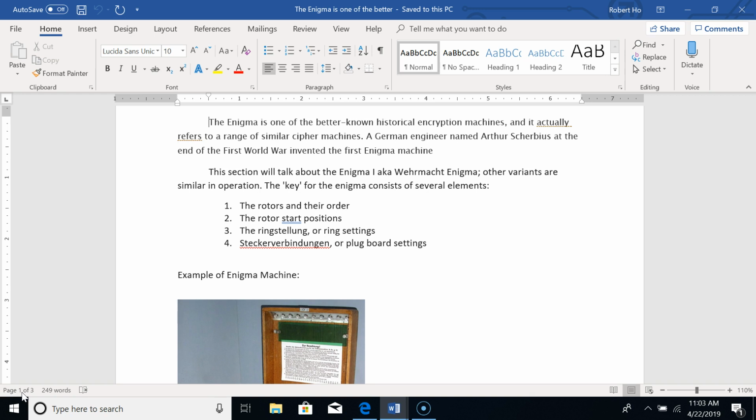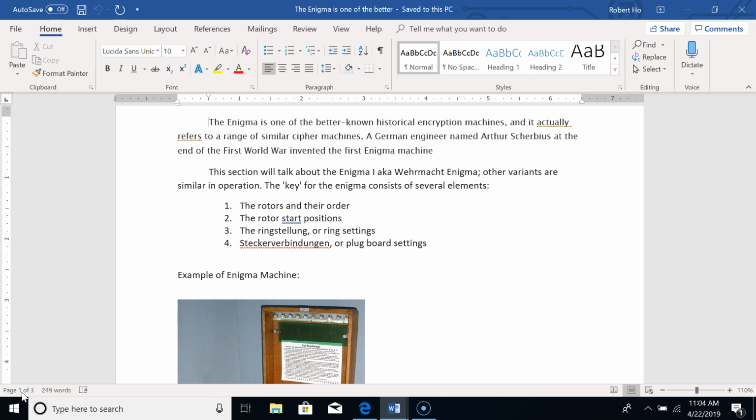This machine was invented by the engineer named Arthur Scherbius at the end of World War I. And during World War II, Nazi Germany used this Enigma machine to communicate with their troops or army in different parts of the world. I will show you the elements of the Enigma machine and how it works.